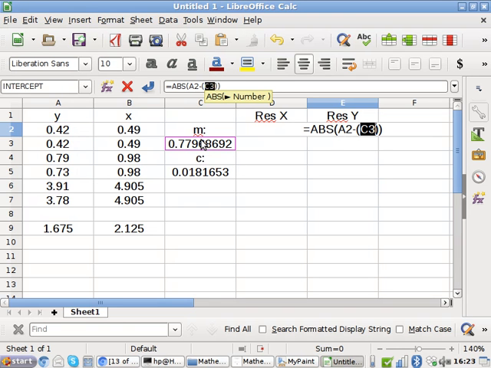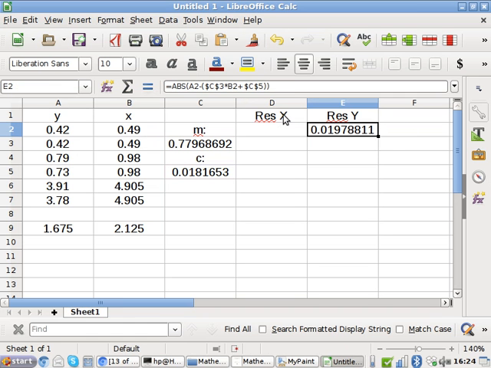What do I need to do to this formula in Excel? Put in dollar signs. Why do I put in dollar signs? Because it's a constant. M times x plus c, which also needs dollar signs. This should be a small number, and it is. Copy this down.